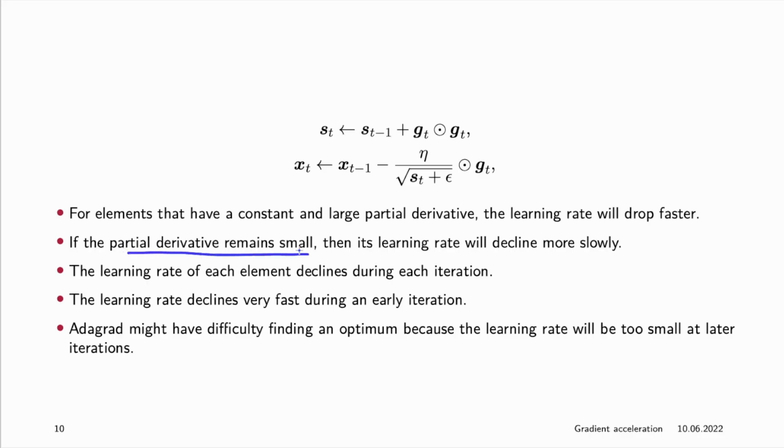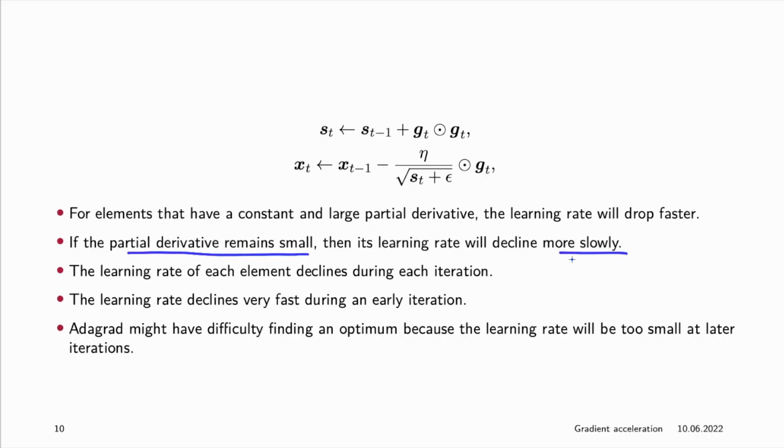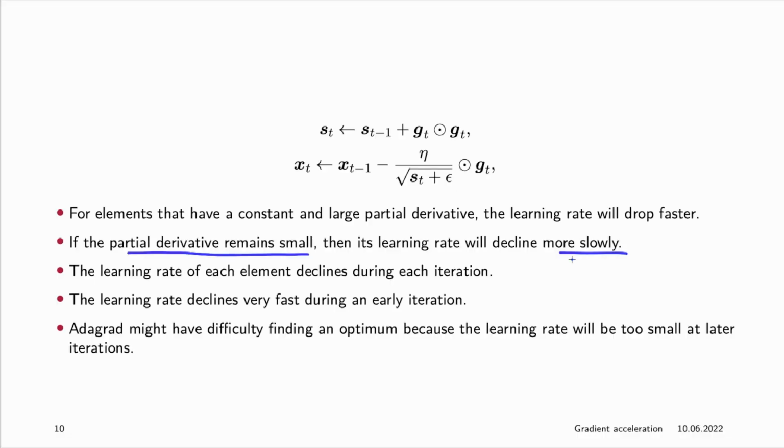And you can think of this also as a way to decay the learning rate over time, because s is always growing over time. We're always adding the next square to s. If the partial derivative, however, remains small, then the learning rate for this dimension will decline more slowly. However, still the learning rate for each element declines in each iteration. So this is a form of decay. The learning rate declines very fast during the early iterations and slower over time. The problem of Adagrad is that it might have difficulty finding an optimum because the learning rate will be too small at the later iterations. So this is still a limitation of Adagrad.